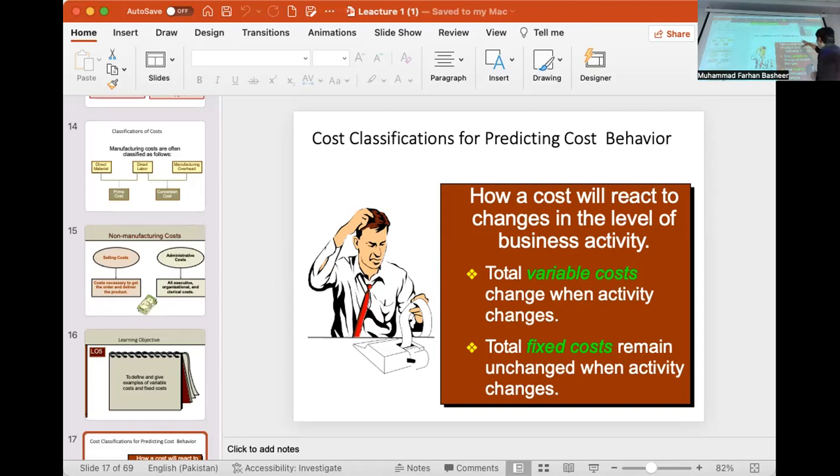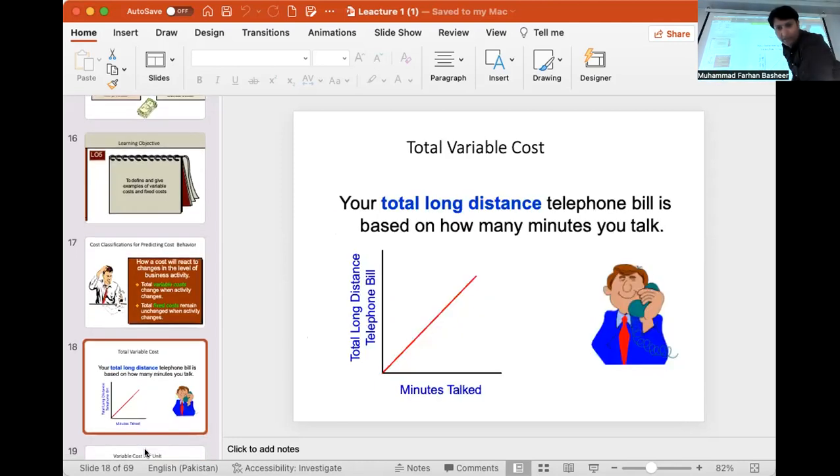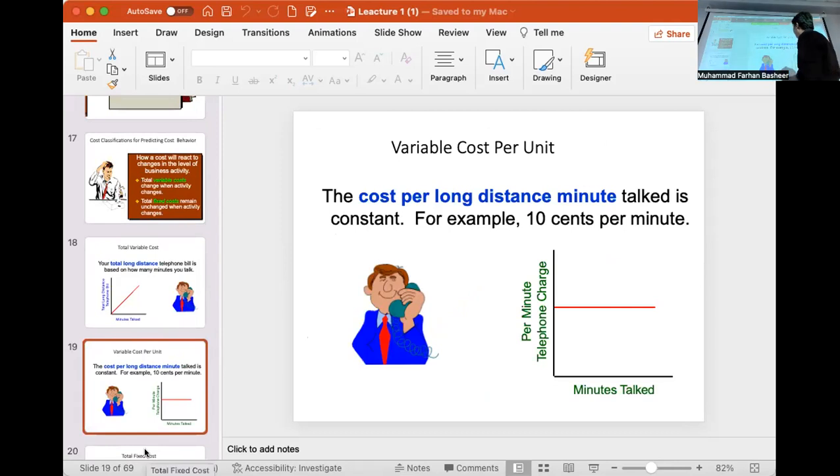Cost classification for predicting cost behavior: how a cost will react to change in the level of business activity or the production volume. The total variable cost changes when activity changes. Total fixed costs remain unchanged when activity changes. Do you understand that variable cost will change and fixed cost will remain the same? He's saying variable cost per unit per long distance minute talk is constant, for example, 10 cents.